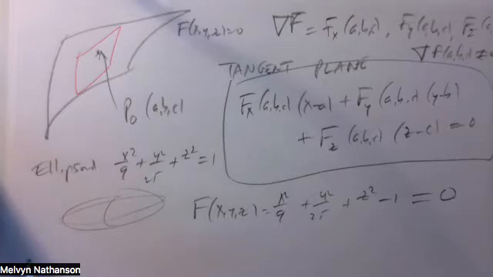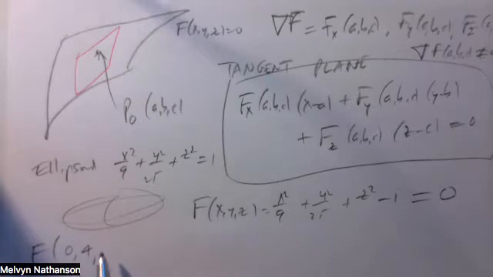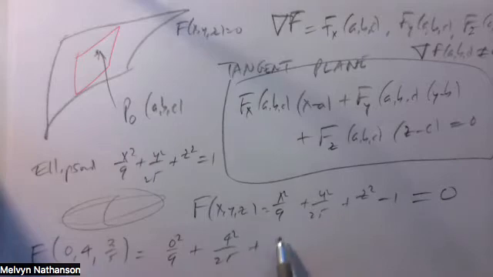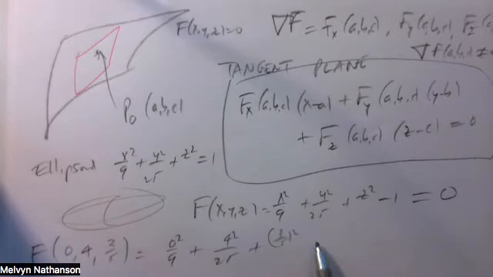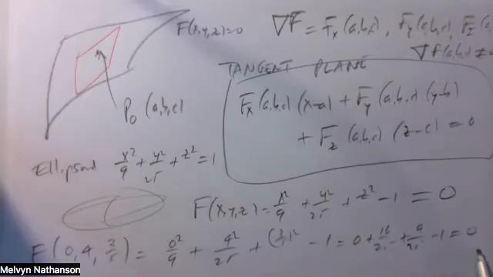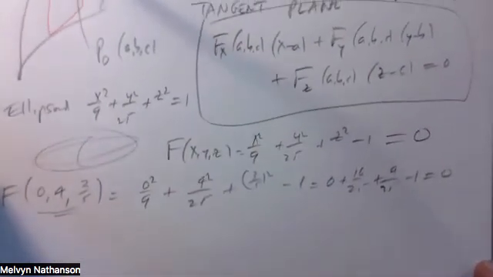And we want to find the tangent plane at the point. Let's see, what's the point on this surface? If I take f at 0, 4/5, 3/5, what do I get? I get 0 squared over 9 plus 4/5 squared over 25 plus 3/5 squared minus 1. That's 0 plus 16 over 25 plus 9 over 25 minus 1 is 0. So this point does lie on the surface.